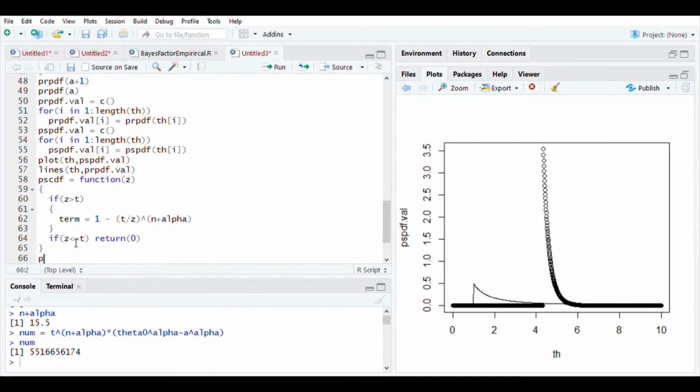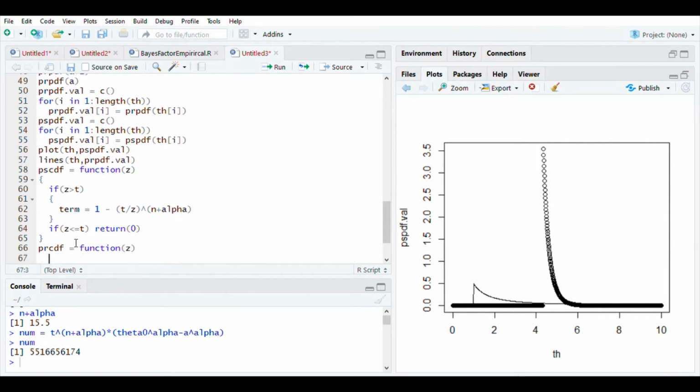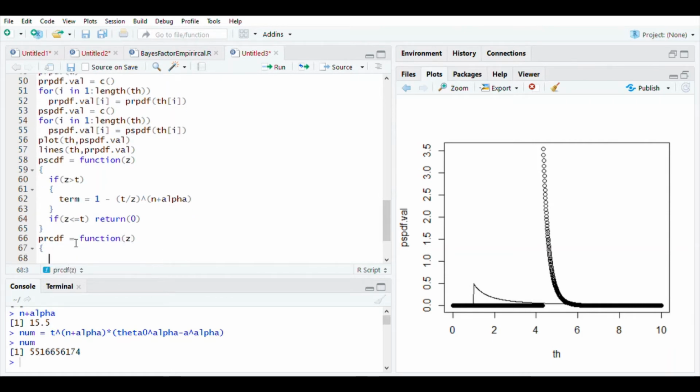Similarly, the prior CDF also can be written as a function of Z like this. Because the Bayes factor cannot be negative, because it is a ratio of posterior odds and prior odds, which are nothing but ratios of probabilities, so they can't be negative. So the answer which we got here is wrong. So let us try to rectify it.